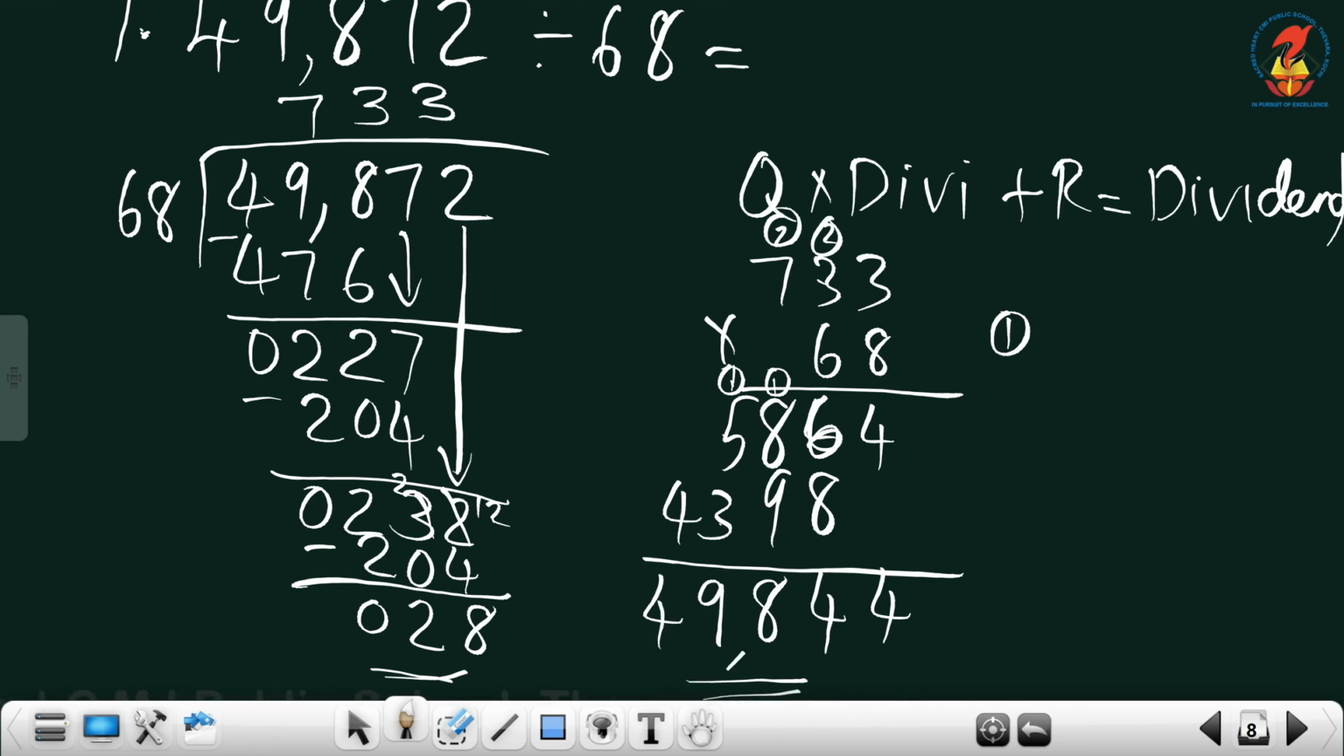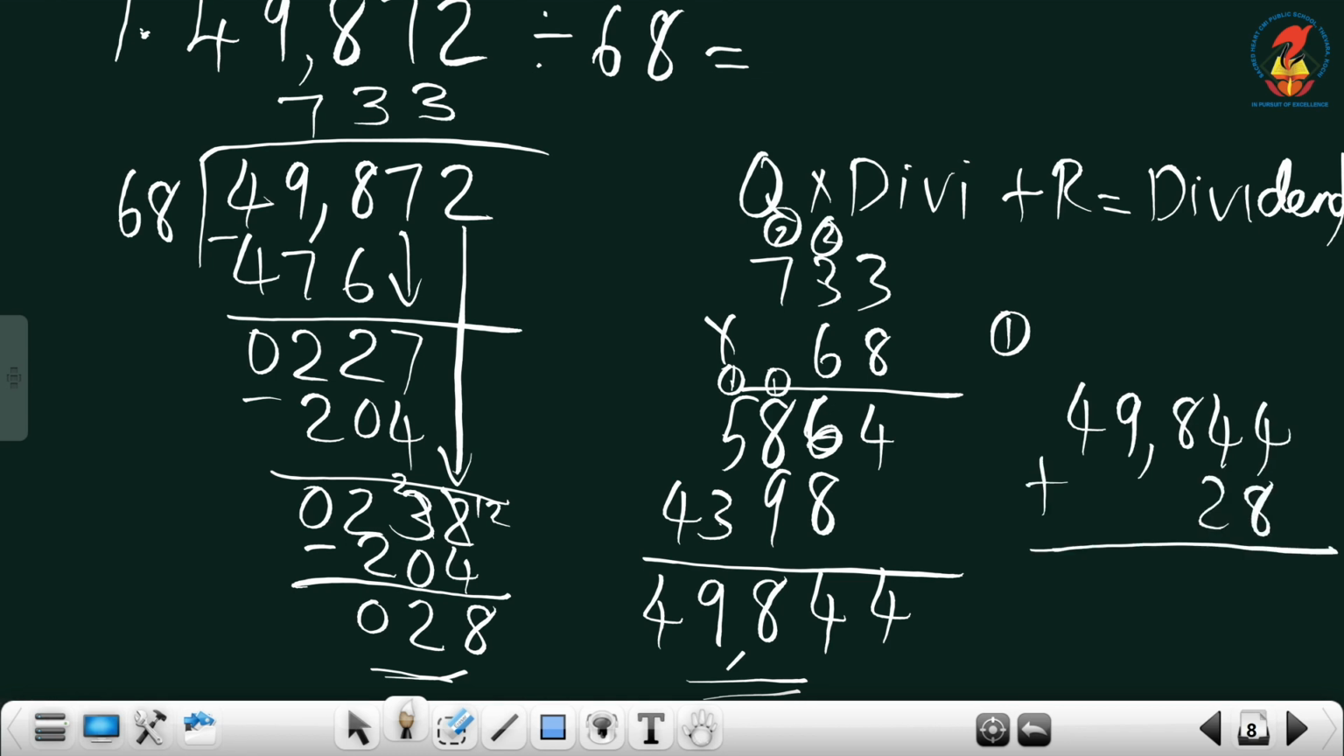I got 49,844. I need to add which number also? 49,844 plus 28. The 28 is the remainder, right? If you add the remainder also, you will get the dividend. 8 plus 4 is 12. 4 plus 2 is 6, plus 1 is 7. 8, 9, 4. 49,872. Which number did I get? See children, that is the dividend. My answer is correct in the division, right? Yes.